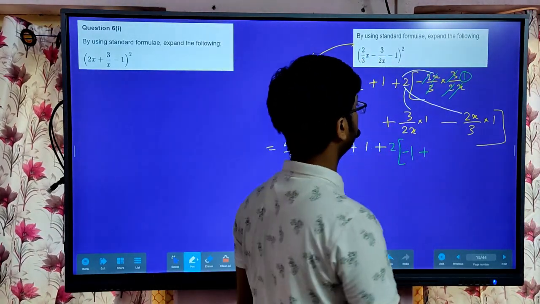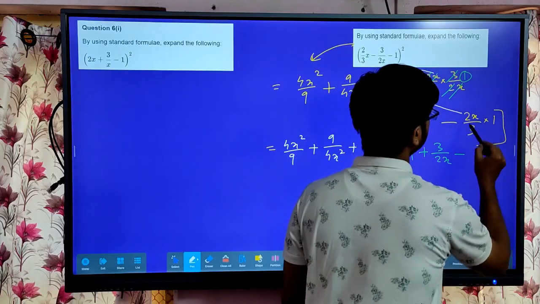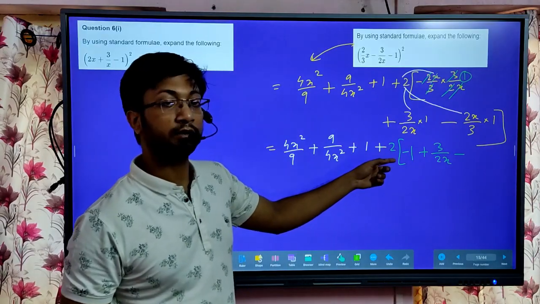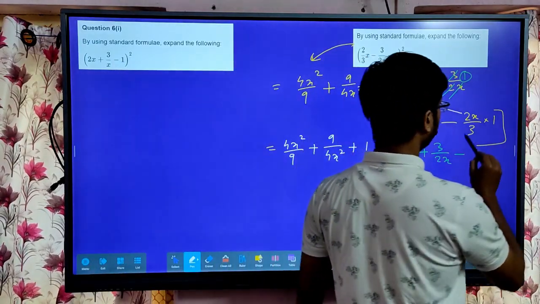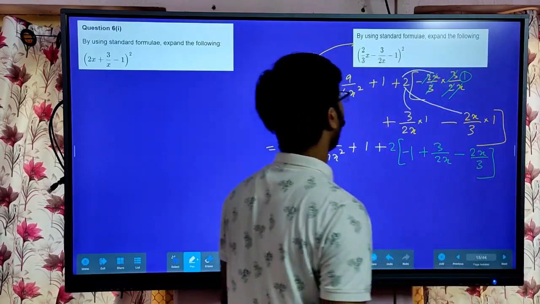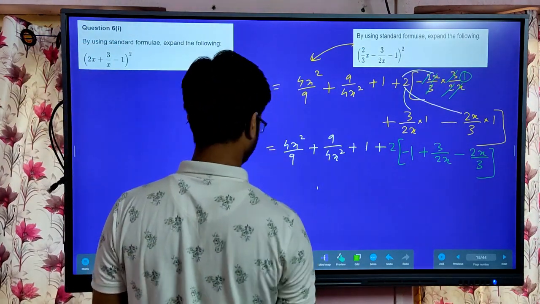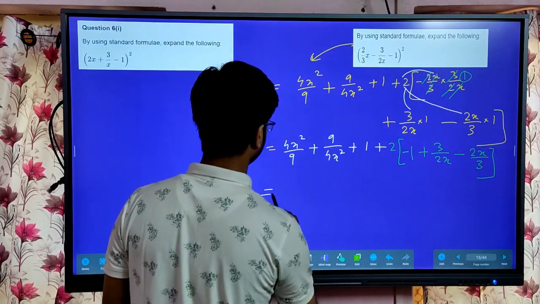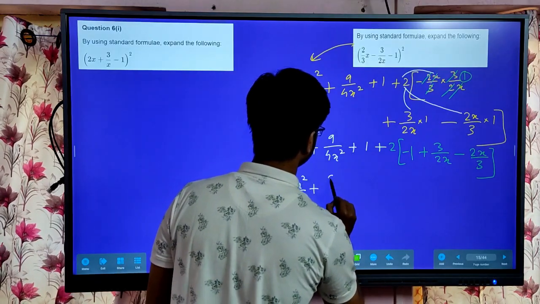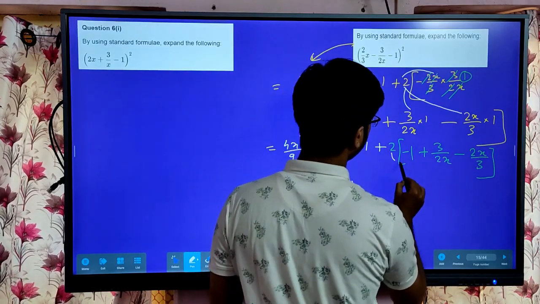This one will be 3 by 2x, 3 by 2x, and this will be minus. I have not yet multiplied with 2. Be careful, I have not yet multiplied it with 2. I am just simplifying the inside. So 2x by 3. Okay. Now the next step will be 4x square by 9 plus 9 by 4x square plus, now you multiply.